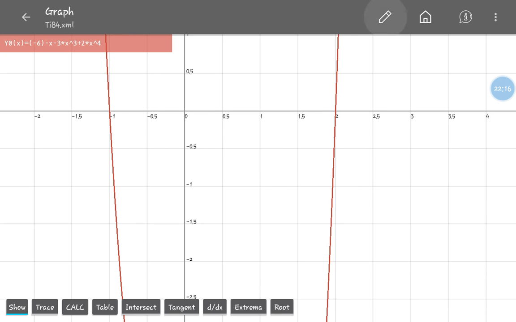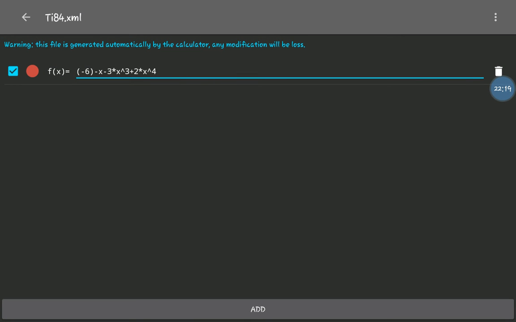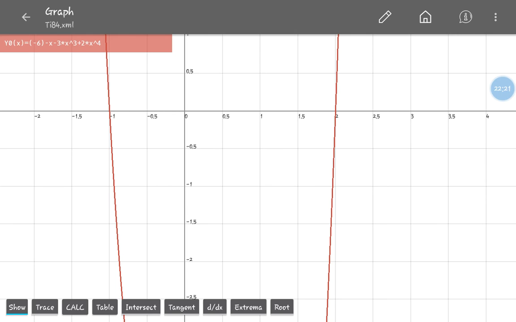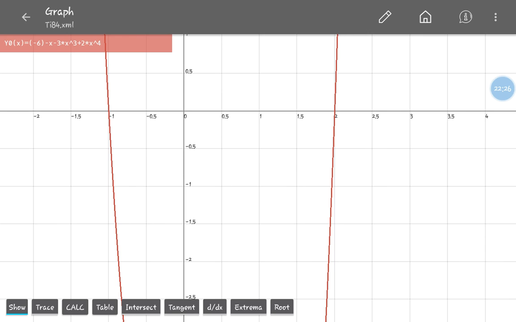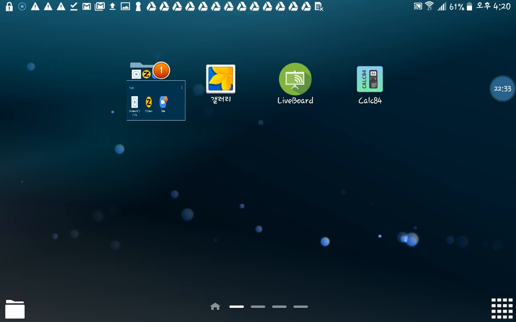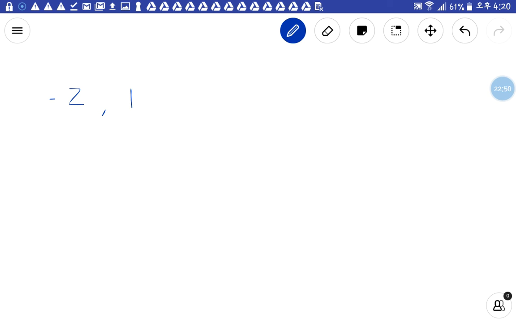Can I use my pen? No, this is not going to work. Alright, so you can see your intersection here, which is -1, and then here 2. So from that graph, I found out -1 and 2 for my zeros. -1 and 2. Okay, so -2 and then 1 is going to be my zeros.